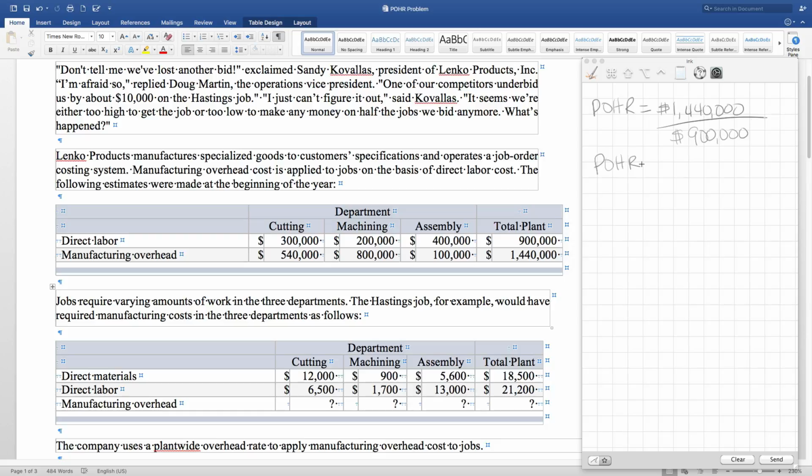And predetermined overhead rate calculates out to, if you just punch the numbers on the calculator, 1.6, and that means 160%. So for every direct labor dollar spent, manufacturing overhead is going to be applied at a rate of 160%.